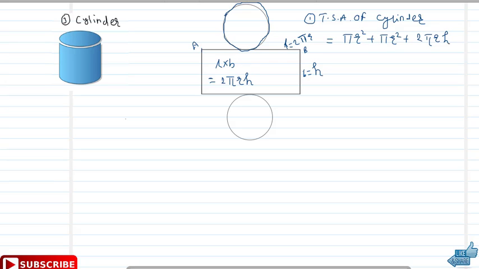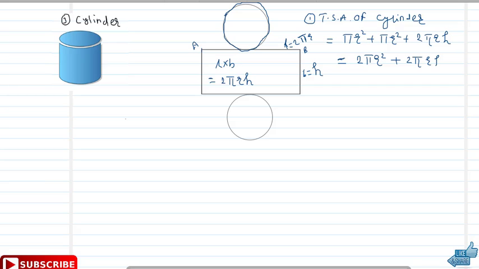So we know that here the radius is the same for this circle and for this rectangle's length also. So can I take pi r as common? Before taking pi r as common, I can just add this pi r square, because the variables are the same. So this will be 2 pi r square plus 2 pi r h.